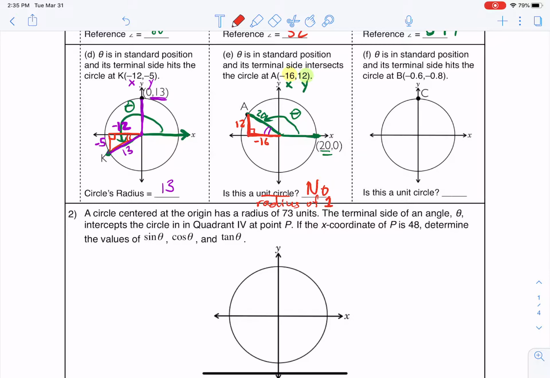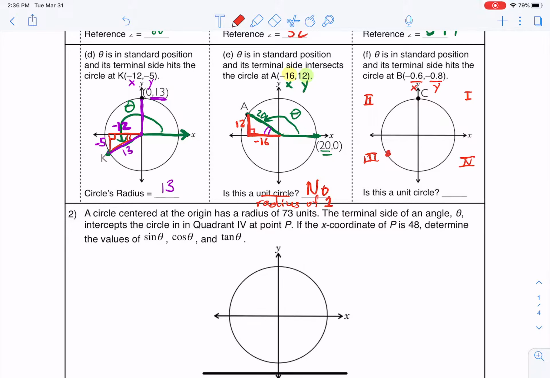All right, part F. Theta is in standard position, and its terminal side hits the circle at B, negative 0.6, negative 0.8. So that's an x value and a y value there. Let's sketch out what we know. Negative 0.6 and negative 0.8, if we think about how quadrants work, it's a negative x and a negative y. So that tells me I'm going to be somewhere in quadrant 3.